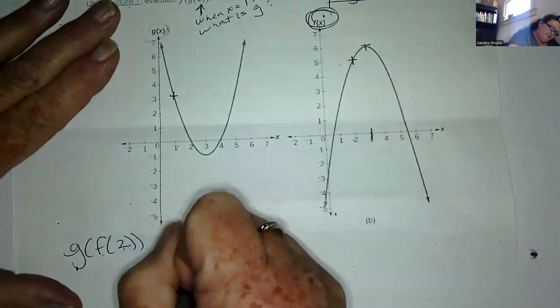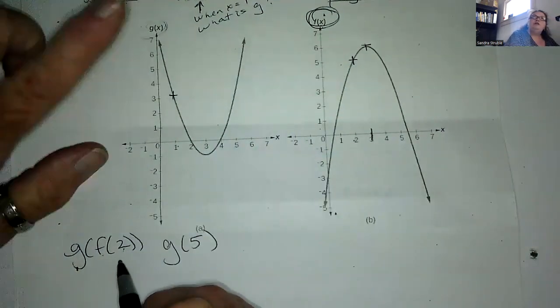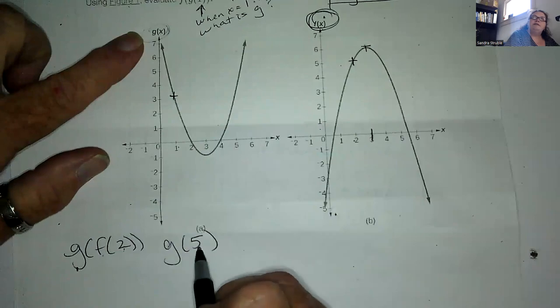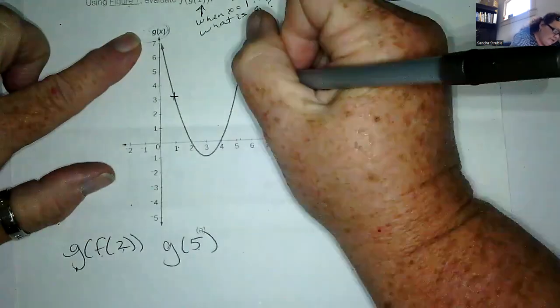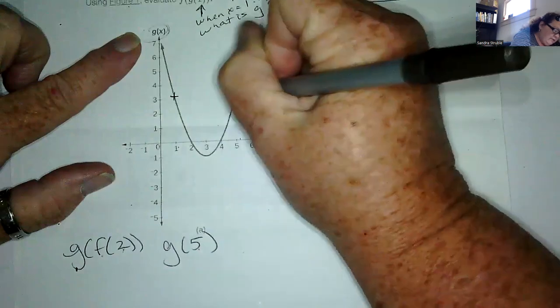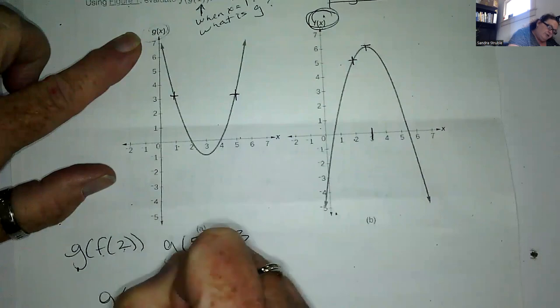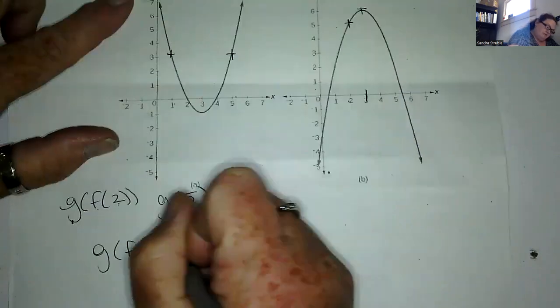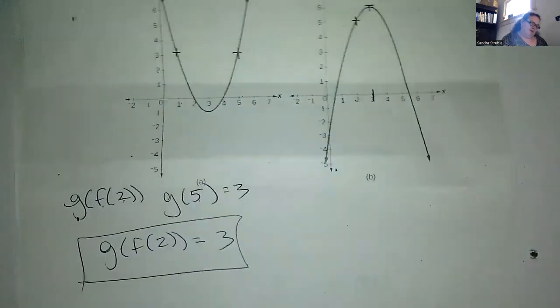So now that's g of 5. And now we're going to be looking at the function g, this one over here. When x is 5, what is the function g? So 5 looks to be 3. So g of f of 2 is 3. Okay. All right.